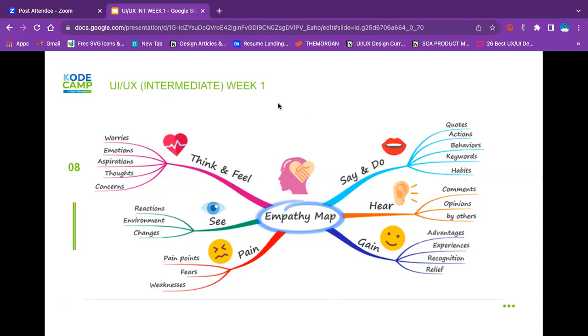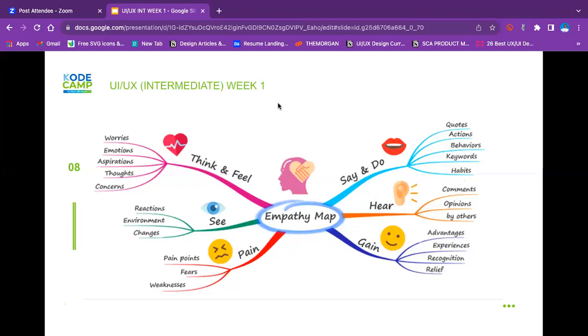Is Crazy 8 the same as affinity mapping or an affinity diagram? Now, Crazy 8 is a rapid brainstorming exercise where you generate ideas in 8 minutes. An affinity map is a method used to organize a large amount of information that was generated during brainstorming.